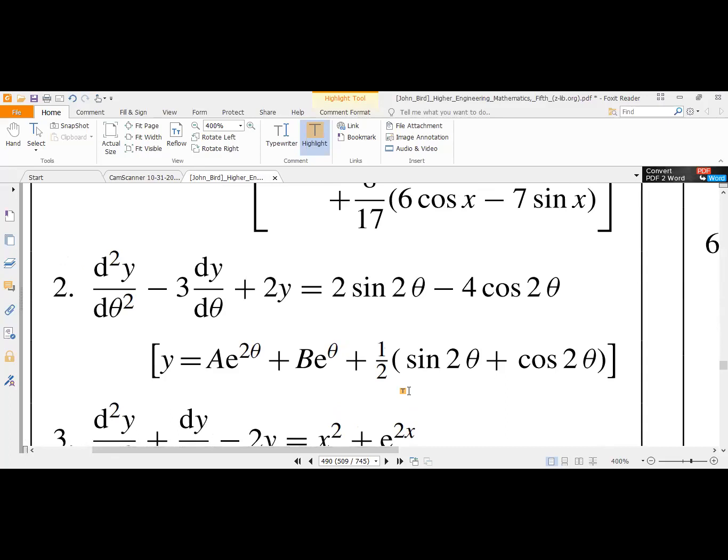In question number 2, we're having two combinations. Our non-homogeneous part here is 2 sin 2θ minus 4 cos 2θ. Look at that very well. I know you cannot solve it, but you need to go and check my lecture. All of you have this material. Go and look at how they've solved this one. Let me show it to you now.